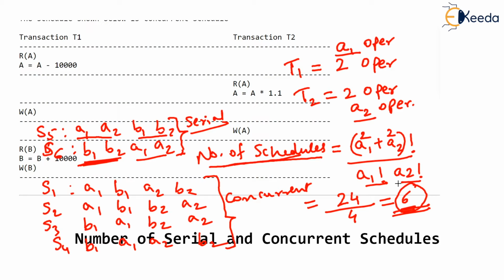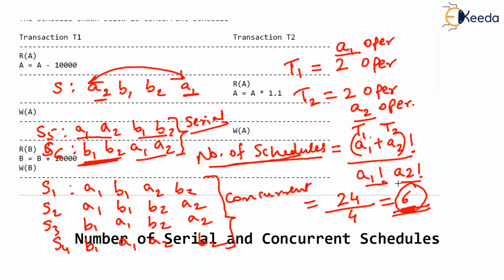Just observe that what has been done in this formula is nothing but, if there are A1 operations in T1 and A2 operations in T2, then we are just permuting them. We are finding all possible permutations of these operations. But then some of the permutations are not valid. For example, I was saying that such a schedule is not possible, that A2 runs first, then B1, then B2, and then A1. This relative order of A1 and A2 cannot be changed.